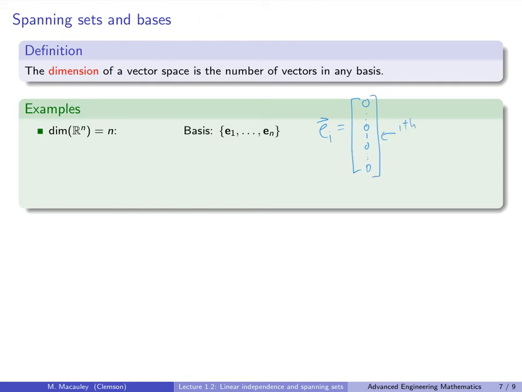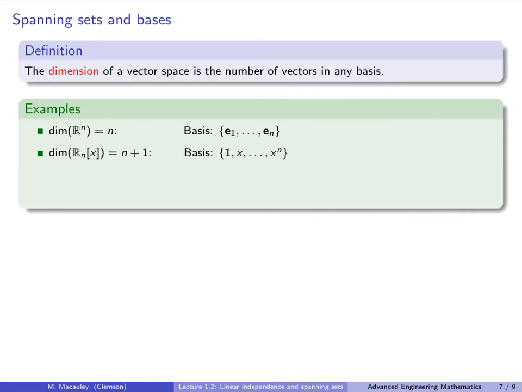And here I don't need to put a hat. Sometimes I just do it for emphasis. It's like sometimes I write a vector in boldface, other times I don't. So for example, in R3, this basis consists of (1, 0, 0), (0, 1, 0), and (0, 0, 1). And you can extend this definition for whatever Rn you happen to be in.